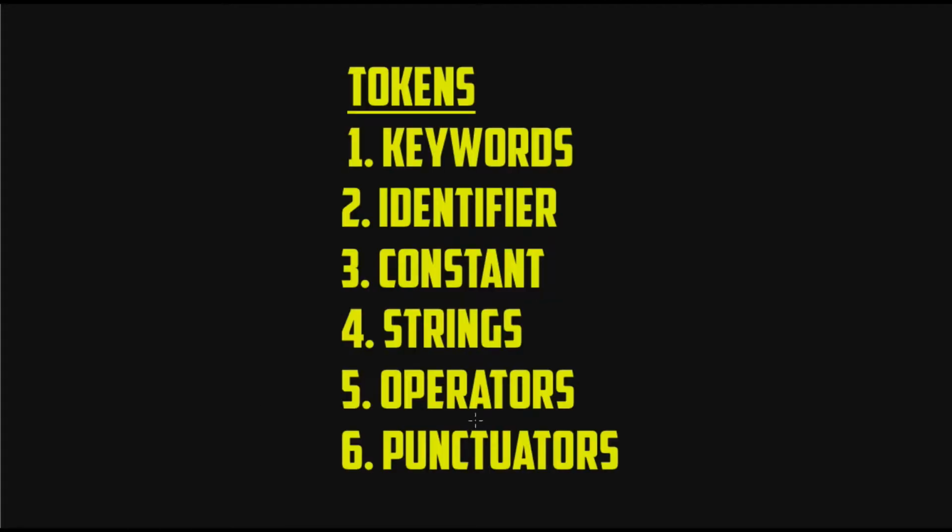Now let's look at the tokens available. There are 6 types of tokens. The first one is keywords, identifier, constant, strings, operators, and punctuators. These are the 6 types of tokens. Now here we are going to see each of them individually. Now let's go ahead and see what a keyword is.